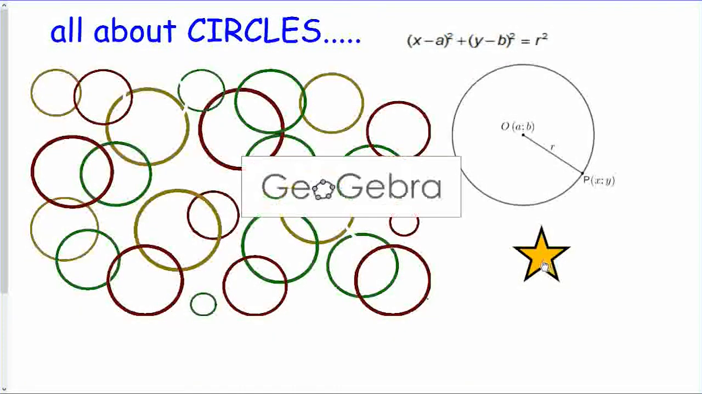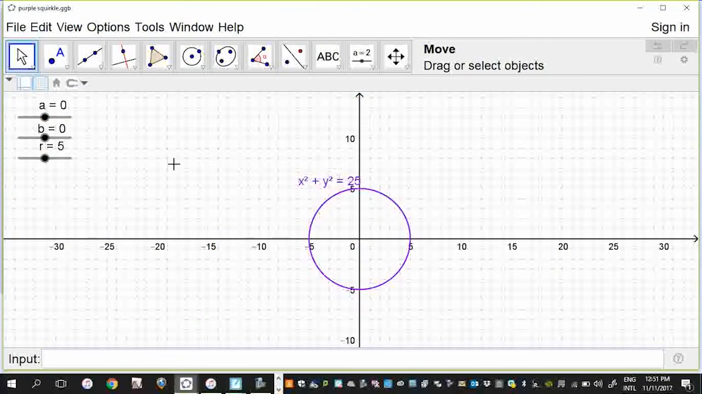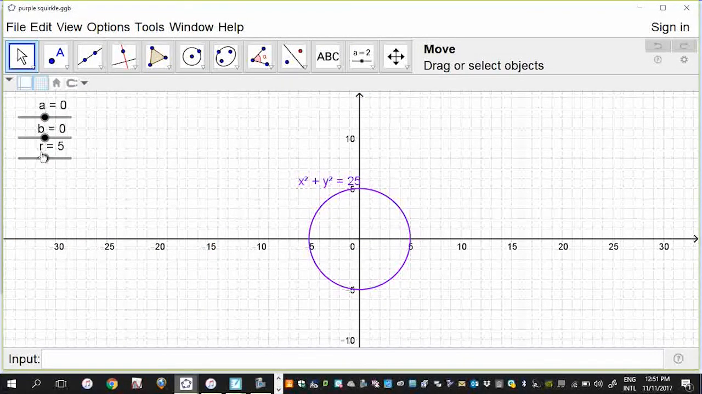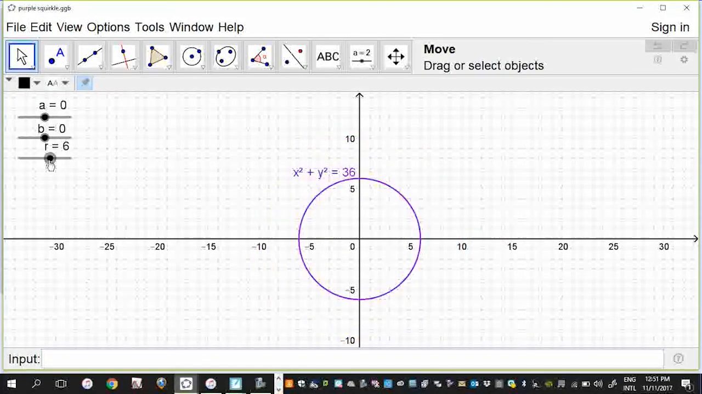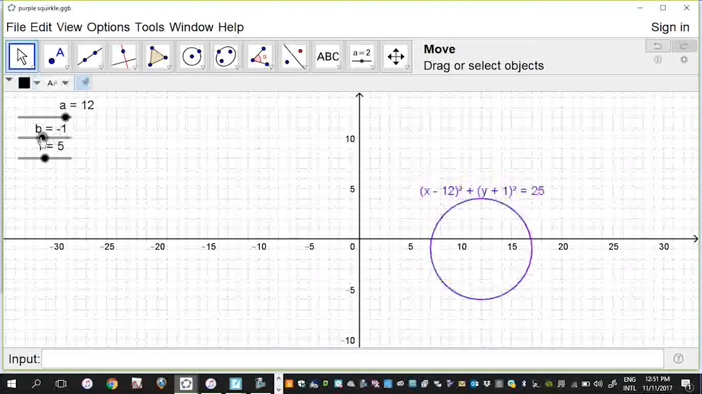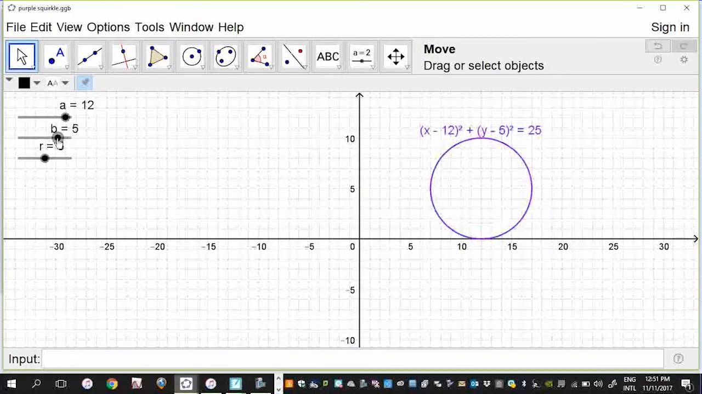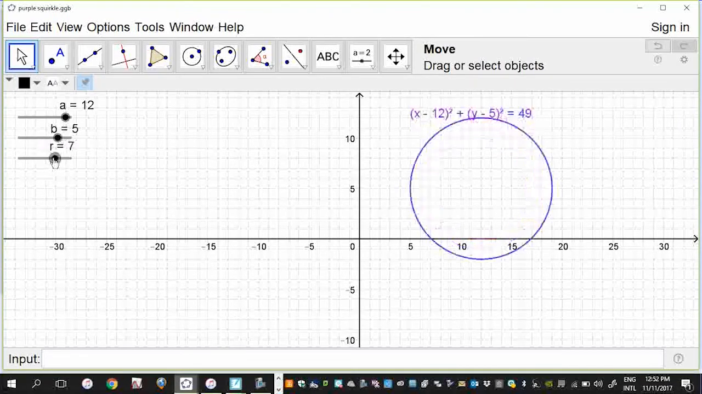So let's just take a look at a simulation of this, which hopefully will be helpful to you. So what we've got here is a circle, and I can change r, the radius, and make the circle bigger, right? If I change a and b, we'll see the form of this circle. So this is a circle here with a center of (12, 5) and a radius of 5. Again, I can make the radius bigger or smaller.